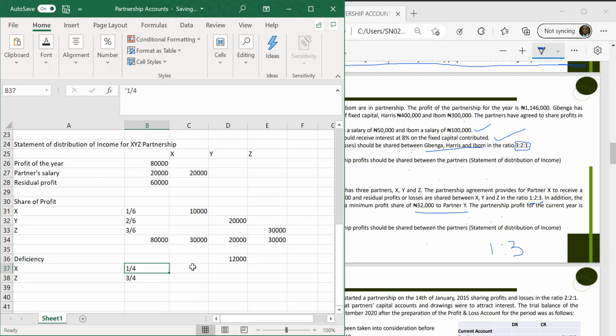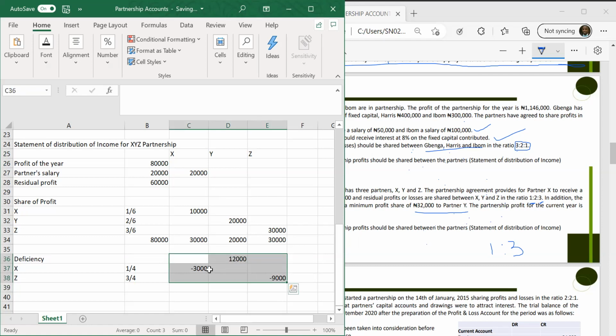So can somebody calculate 12,000 naira? 3,000. So it will be a debit. So we are removing from what they have. So I'm putting 3,000 here, right? Then this one will also be, can you calculate 3/4 of Z? 9,000. Can you see? So if you sum all these guys together, can you see?